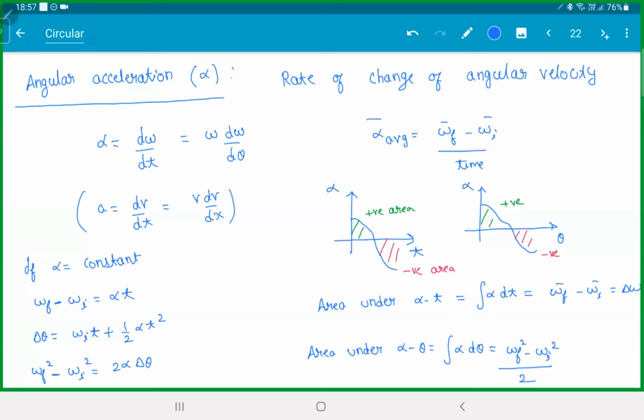Clear with this? Any doubts on this space, please ask. Clear? Next thing.